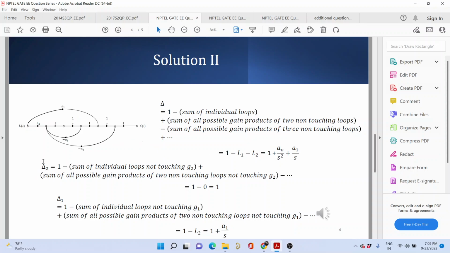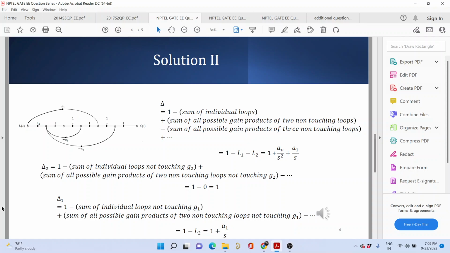Now this delta 2 term is 1 minus sum of individual loops which is not touching the forward path, that is G2. Which one is G2? That is the straight line, H0 into 1 by S into 1 by S into 1, the straight line. We see that both the loops L1 and L2 are touching this forward path G2. So this term becomes equal to 0 because there are no loops which are not touching the forward path G2. In that case, delta 2 becomes equal to 1.